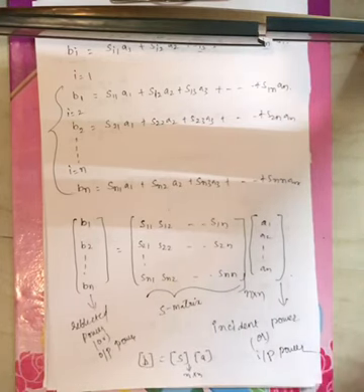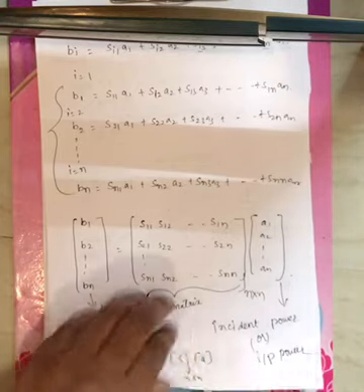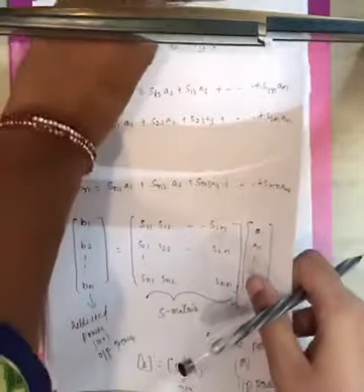S is a square matrix, right? Now let me briefly explain. Two-port network parameters are used for low frequency circuits only.